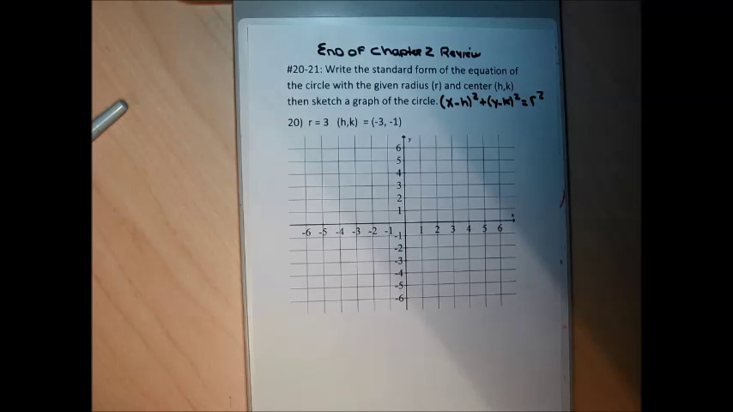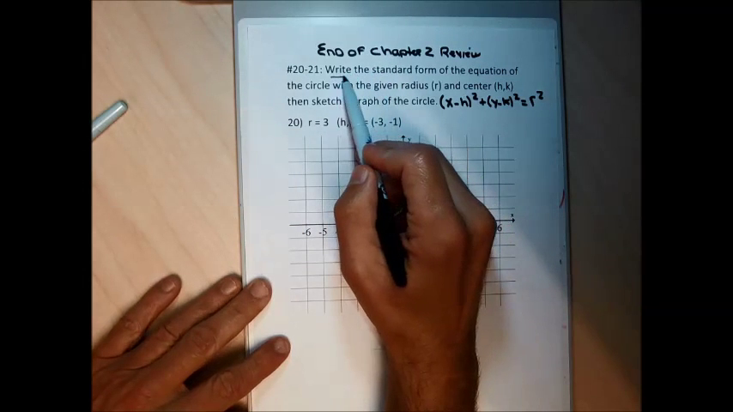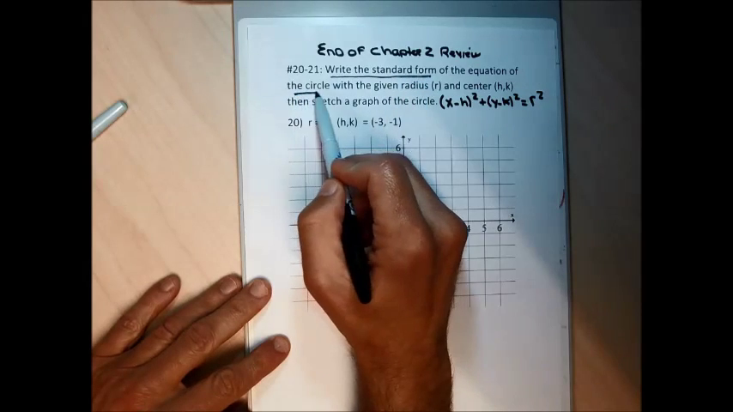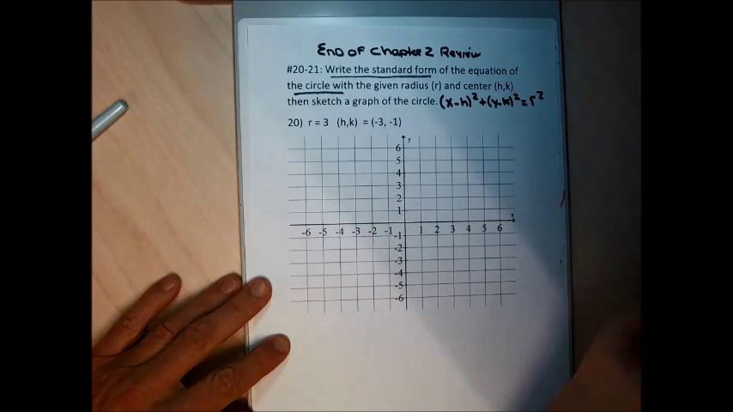So problems 20 and 21, all they want me to do is shove the numbers that are given into the formula to give the standard equation of the circle. So part of the instructions say write the standard form of the equation of the circle with the given radius and center, and then sketch a graph.